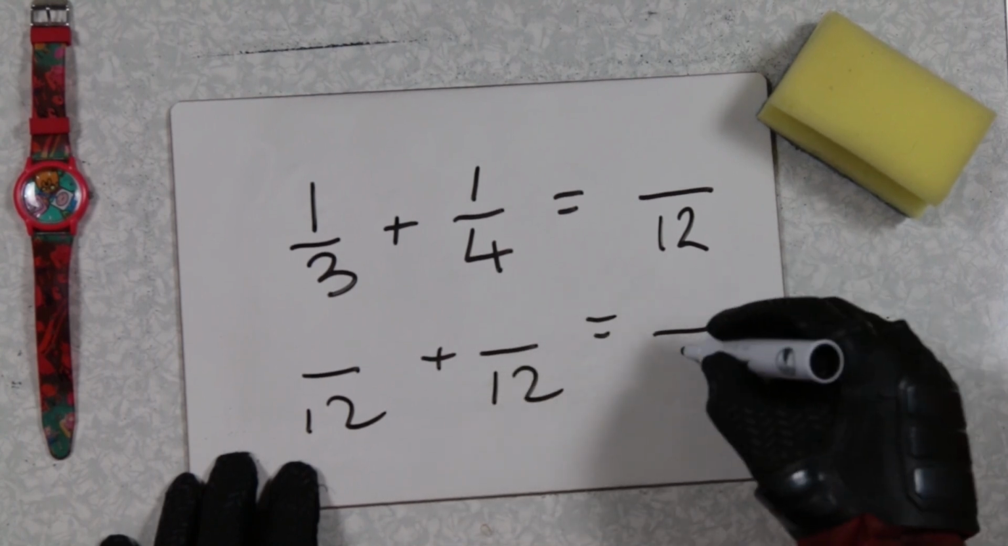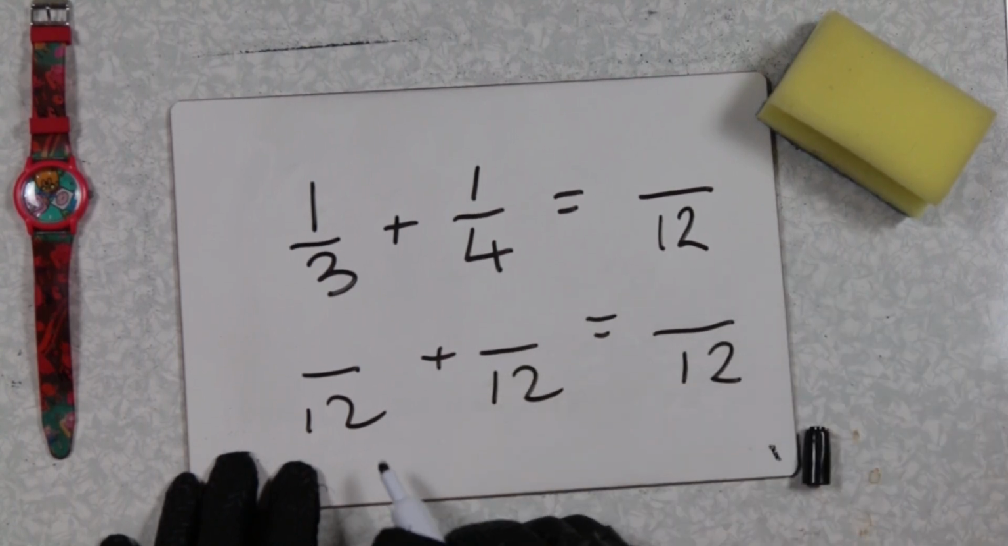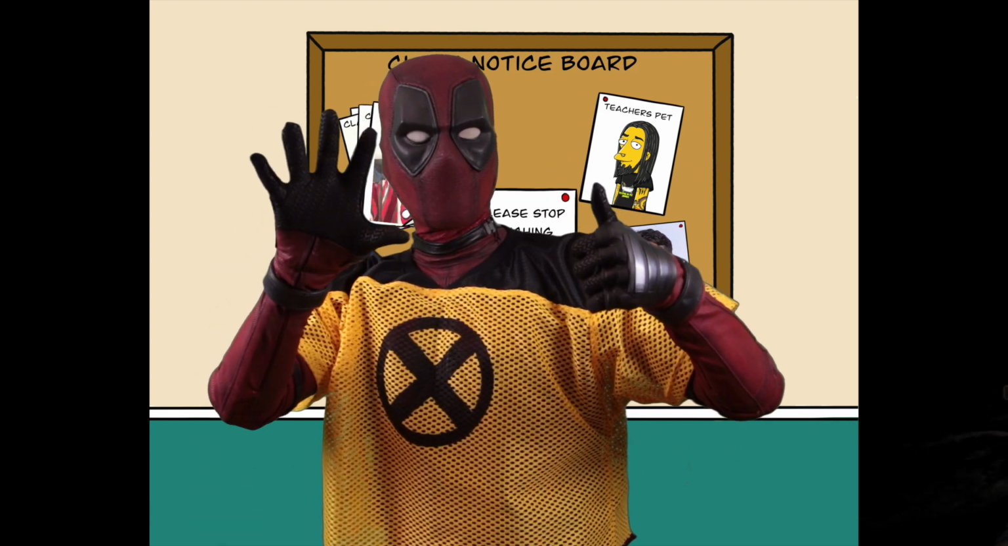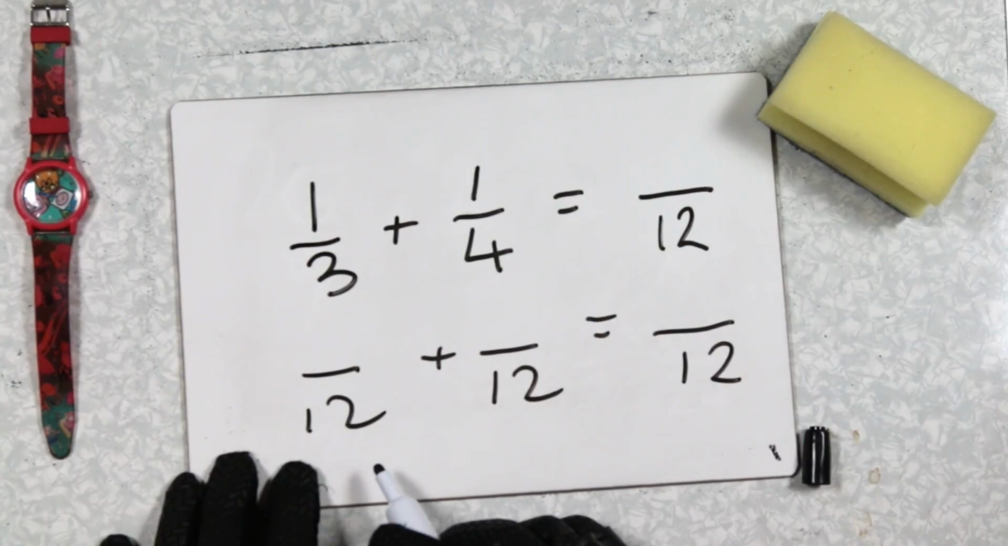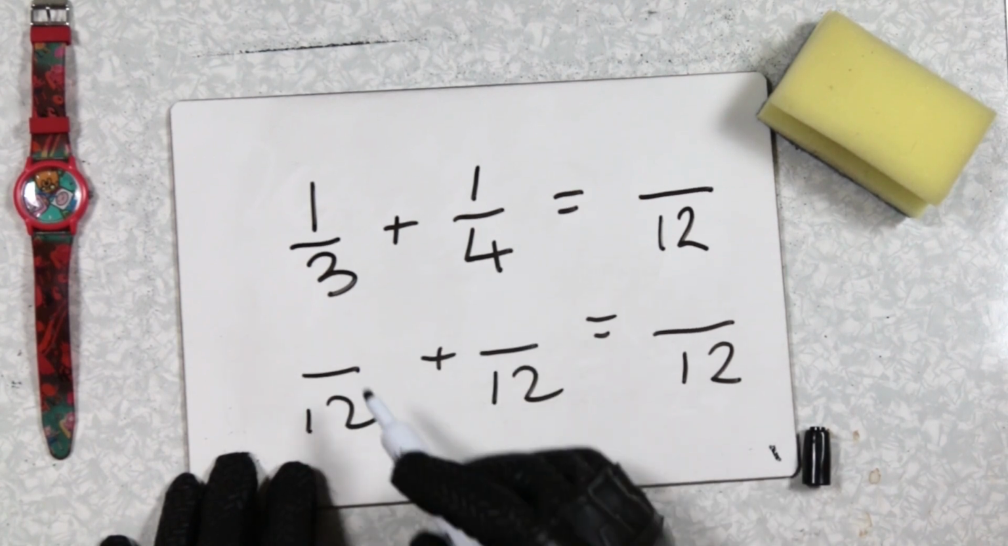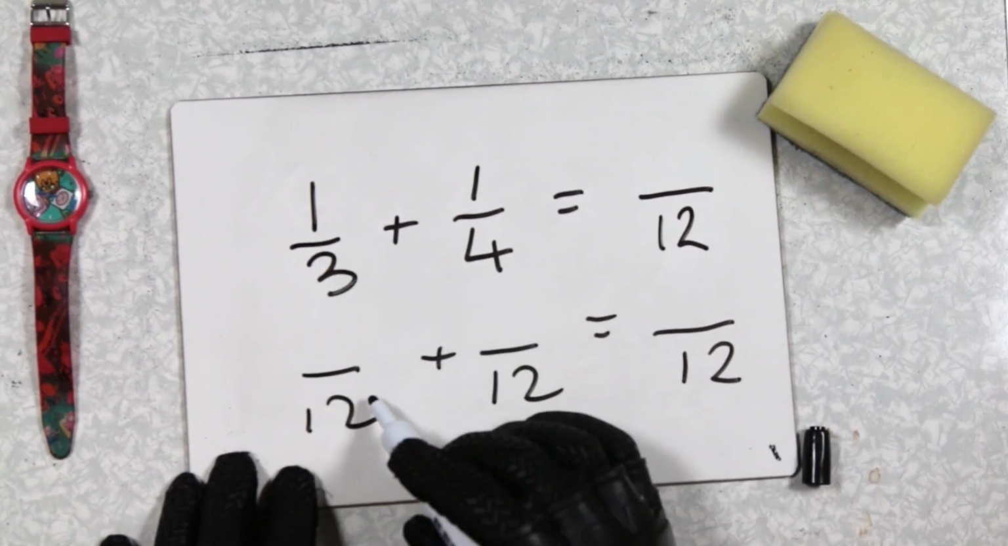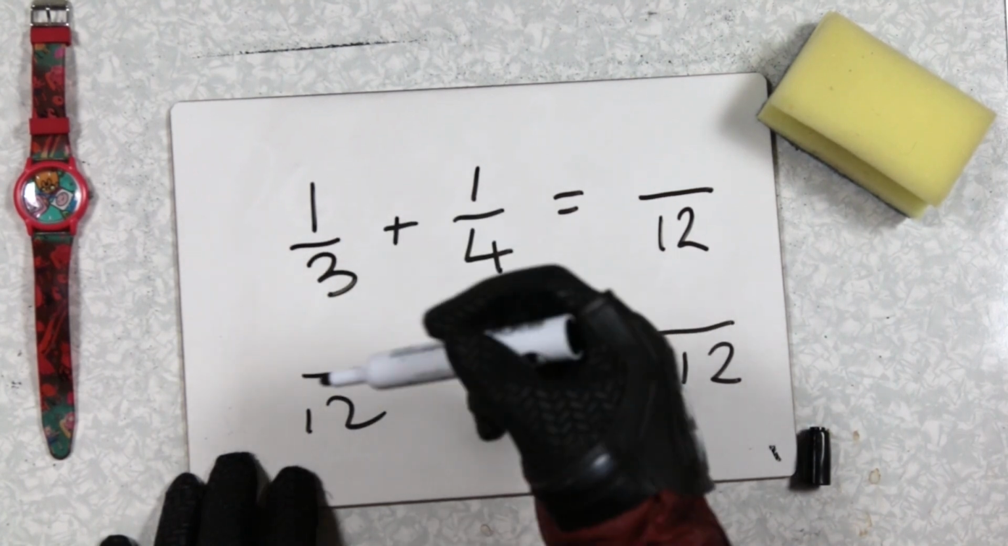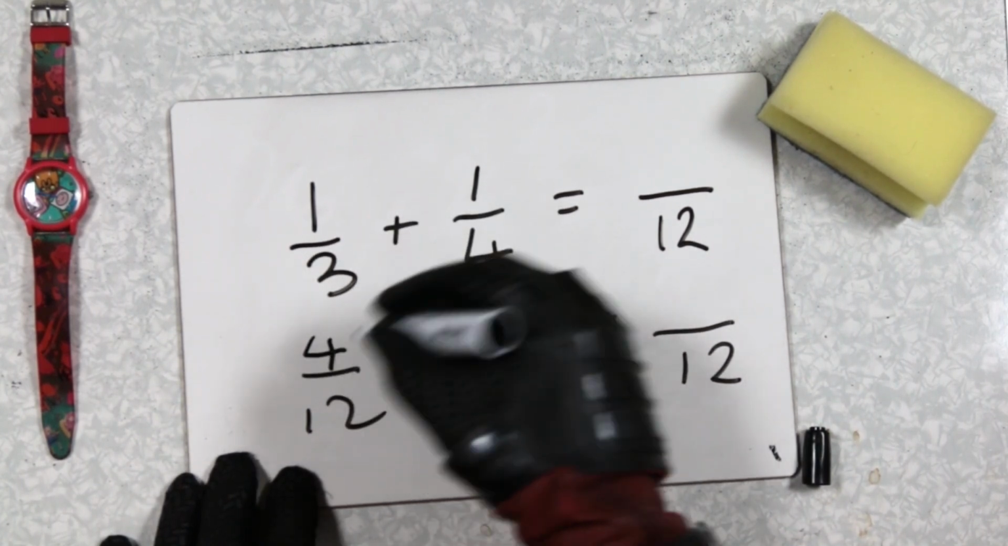What we're going to do now is like a reverse simplification. You need episode 6 for that. Instead of simplifying the fractions, we're going to make it more complex. So, how many times does 3 go into 12? Well, that's 4. Multiply that by the numerator, giving us 4/12.